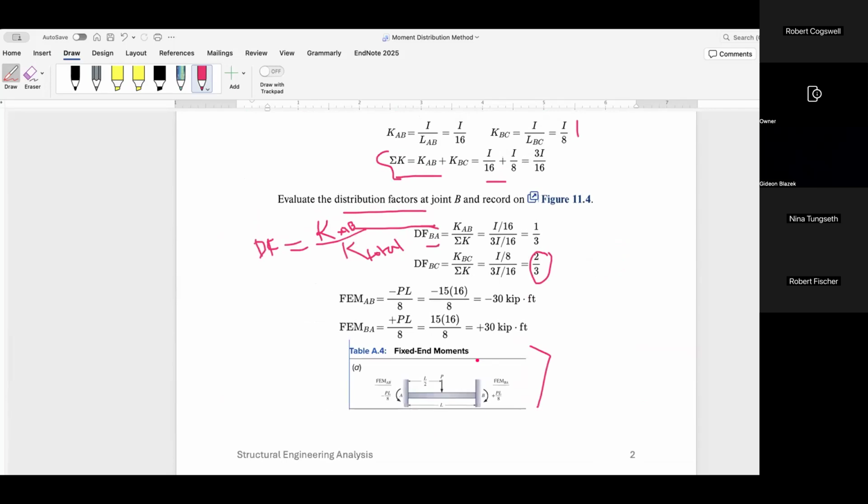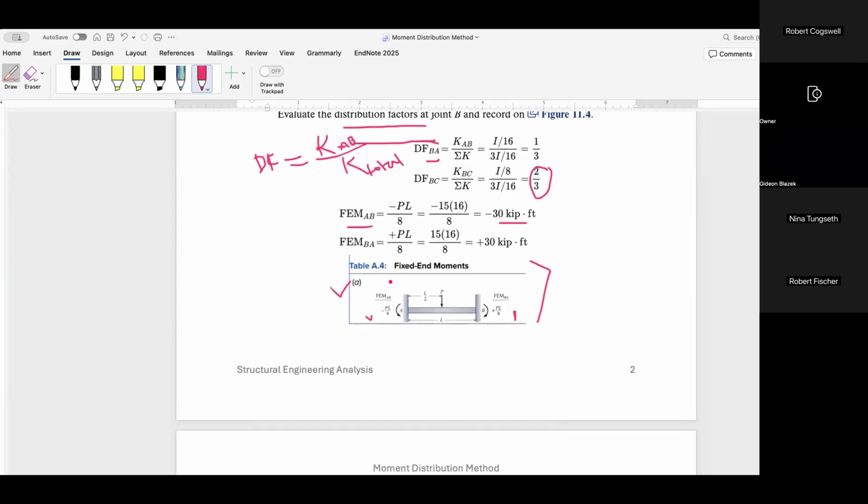So you can see that from the fixed end moment table, case A matches our system. So use that one. You don't need to compute the moment by yourself. You can use this PL by 8. Okay, you want to say something? So just compute the fixed end moment the way you computed it last class, last week's class, week 11.